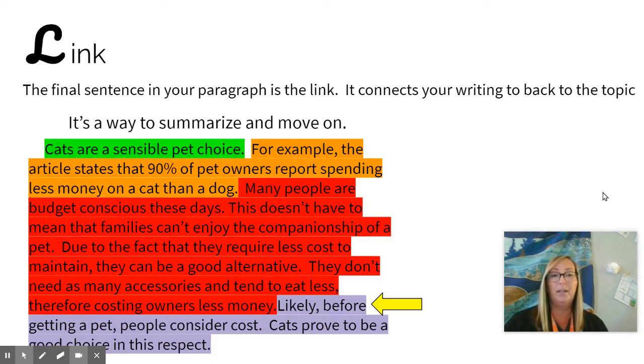Likely, before getting a pet, people consider cost. Cats prove to be a good choice in this respect. So I'm talking about cats being a good choice. I link it back to my subject, and I have indicated that I'm ready to either move on to my next subject or that my paragraph is finished.